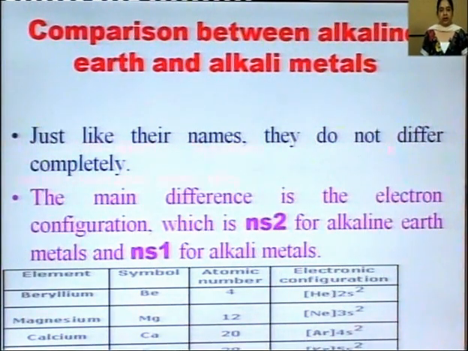Comparison between alkaline earth and alkali metals. Just like their name, they don't differ completely. The main difference is the electron configuration, which is ns2 for alkaline earth metals and ns1 for alkali metals.